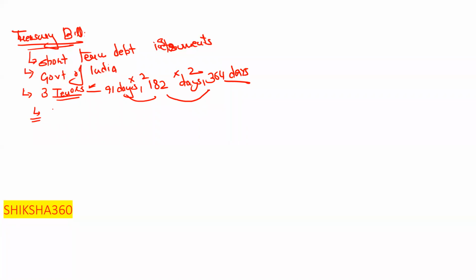The next one is very, very important. You will get it in the form of a question: treasury bills are zero coupon securities. Zero coupon securities basically means that they pay no interest. And why will people invest in treasury bills?